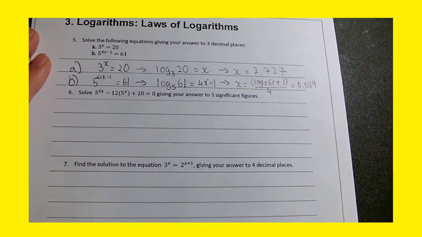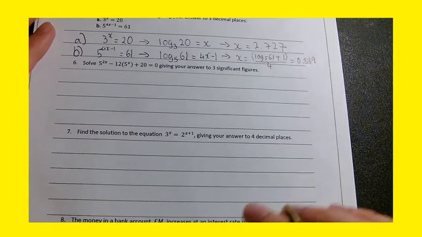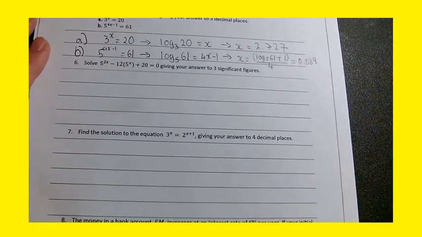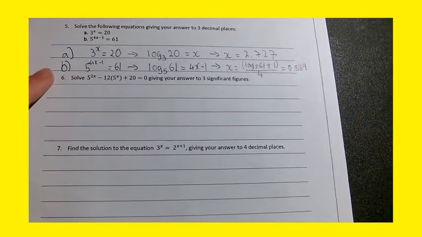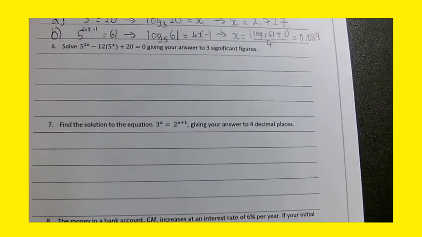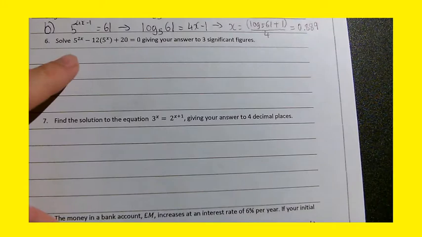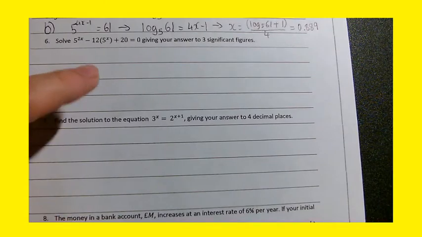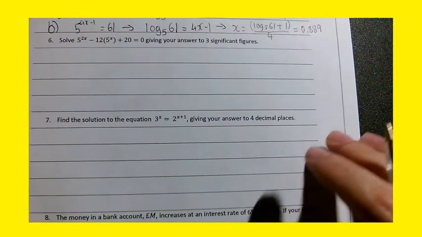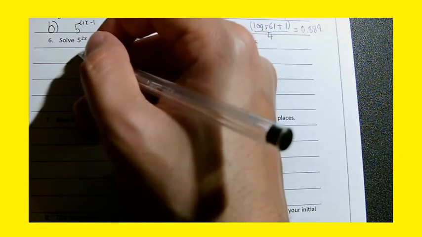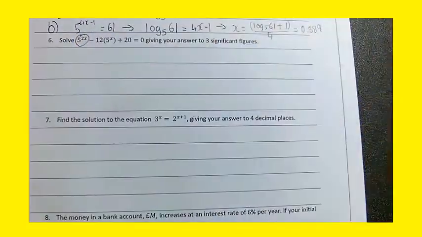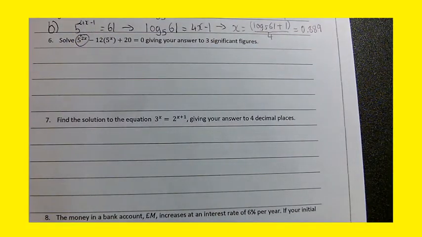Question 6. Got to solve this equation. Now, on the face of it, again, it looks quite difficult. How are you going to solve that? It's not easy looking at it. But if I was to break this down using indices, it can actually be done relatively easily. The key is understanding 5 to the power of 2x and how you can rewrite that.